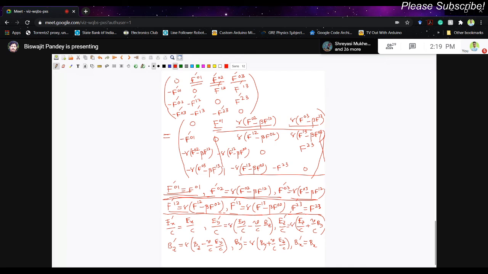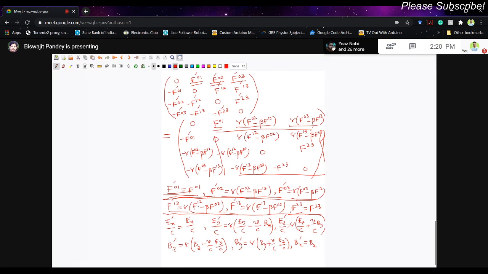So whenever you assume F01 is Ex by c, then F10 will be minus Ex by c. That means F01 is Ex by c, so this has to be minus Ex by c, right? Similarly, if this is Ey by c, then this has to be minus Ey by c. If this is Ez by c, this will have to be minus Ez by c.